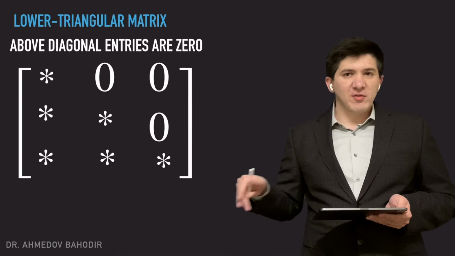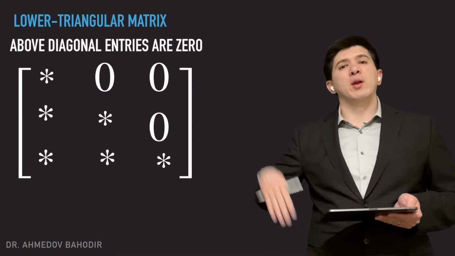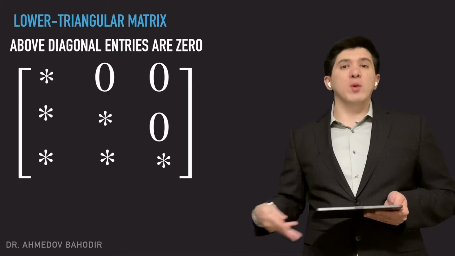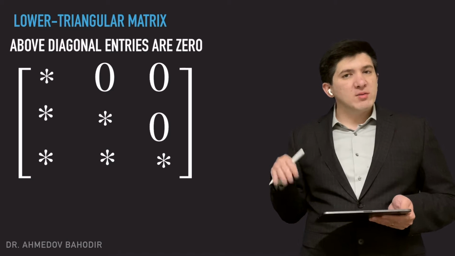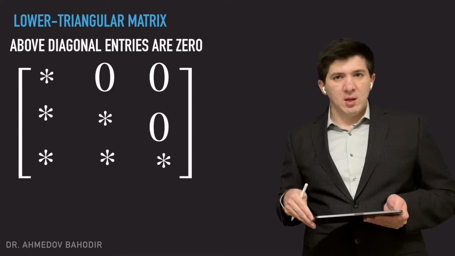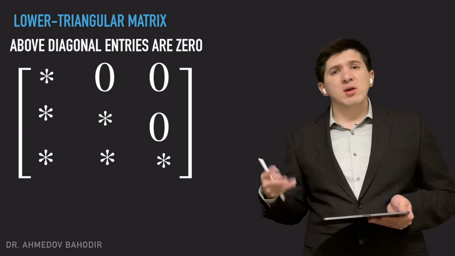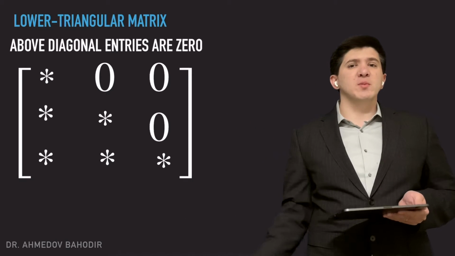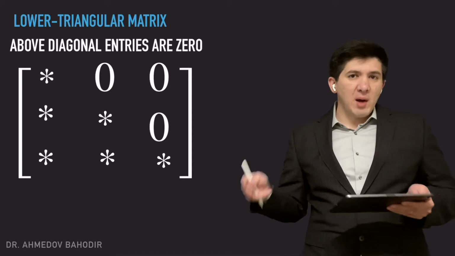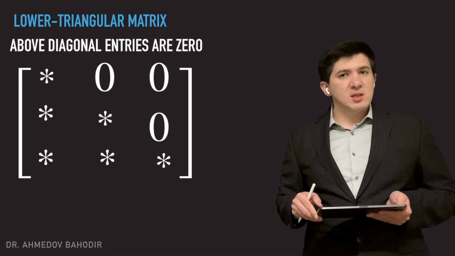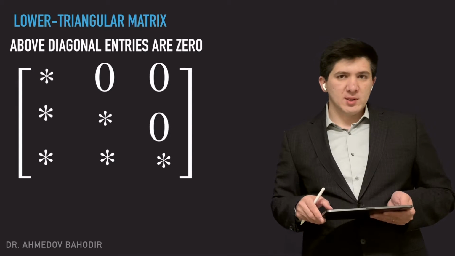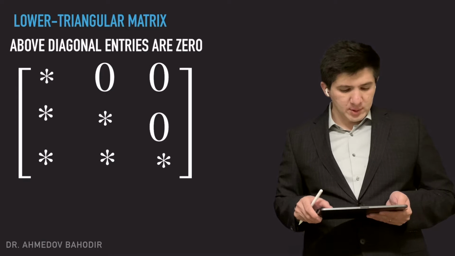If you remember, the definition of the diagonal matrix was that entries below and above are 0, and for the lower triangular matrix, all the entries above are 0. Please note that there is no constraint on what the entries below the diagonal should be. There might be a 0 as well. And again, the constraint is that all the entries above the diagonal are equal to 0.